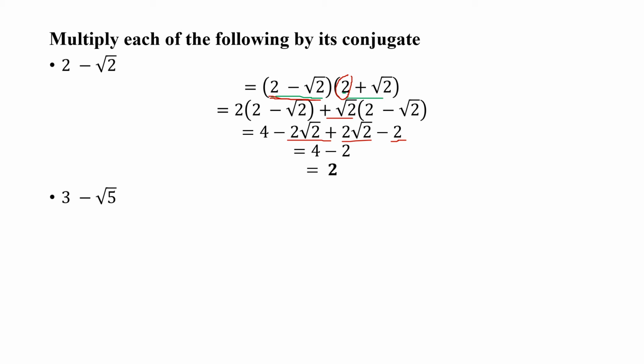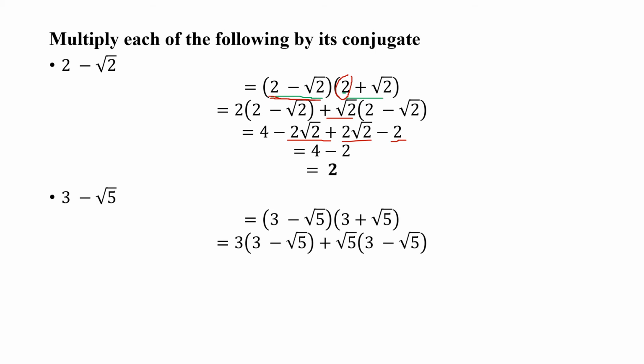Let's multiply this one by its conjugate. We are now very sure that the conjugate of this one is 3 plus root 5. So removing brackets as usual, let's simplify here. 3 by 3, 9. 3 by negative root 5 is minus 3 root 5. Root 5 by 3, 3 root 5. Root 5 by negative root 5, we get negative 5.